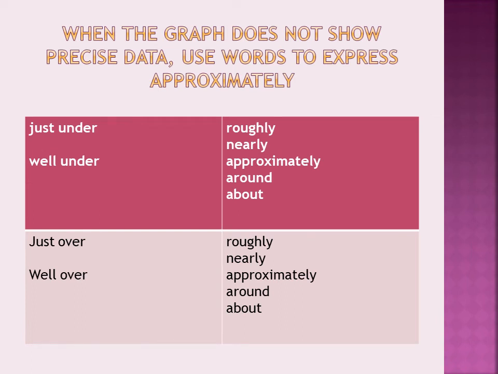When the graph does not show precise data, use words to express approximation, like just under, well under, just over, well over, roughly, nearly, approximately, around, about, etc. So sometimes we are not given exact data or information, then we are going to pick adverbs from this table and use them frequently.